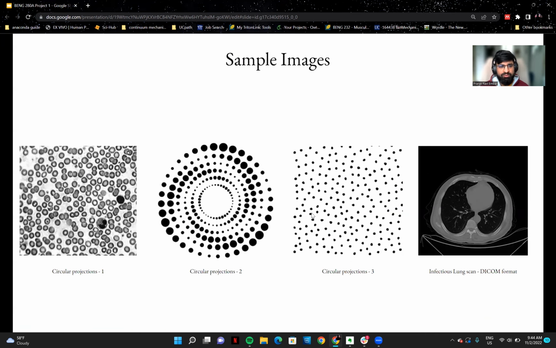So for our project, we would be using a total of four datasets. The first three would be pictures of differently organized circular projections in an image, whereas the last one would be a clinical lung CT scan, which is probably infected with an infection. Now passing over the presentation to Parth, who would be getting into more detail about our methods and further analysis.